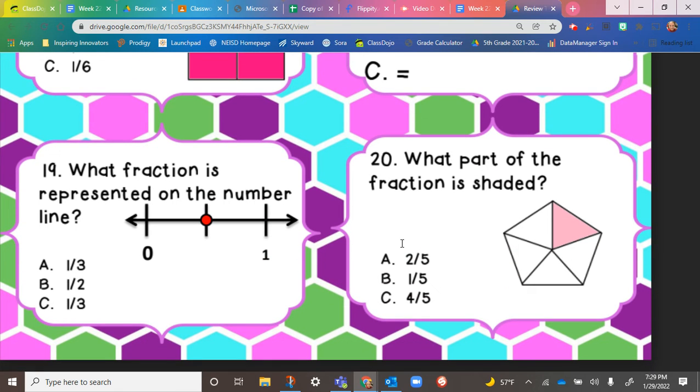What fraction is represented? This has been broken into 1, 2 parts, and it's right down the middle, so this is 1 part out of 2, or half.